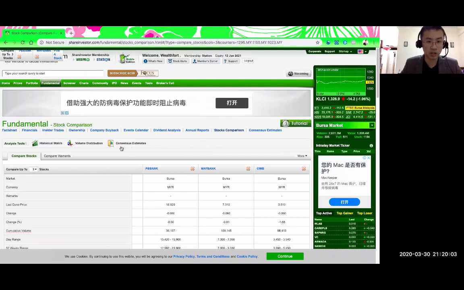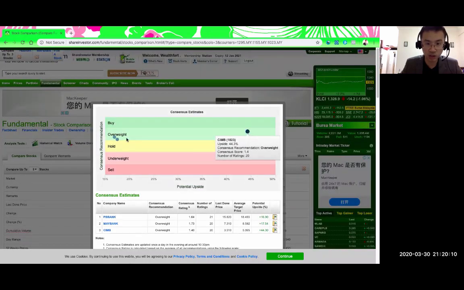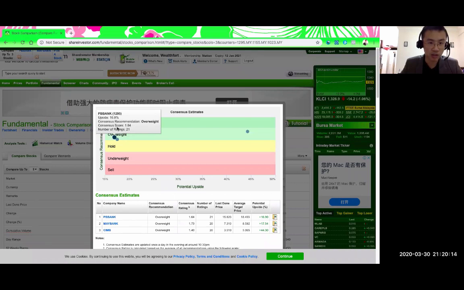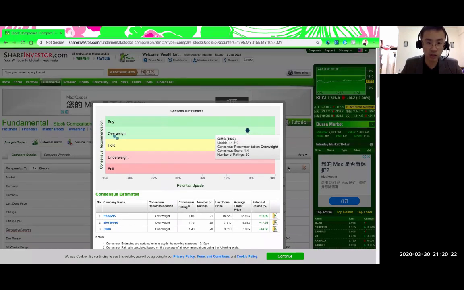You can also click on consensus estimate. Based on these three stocks, all three are under the overweight category. Public Bank upside 16%, Maybank upside 70%, CIMB upside 44%. So you know the consensus estimate.